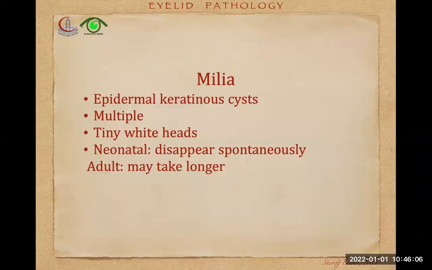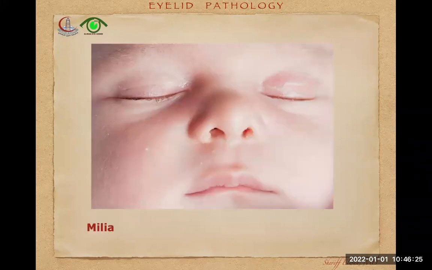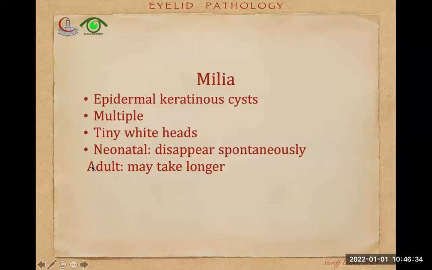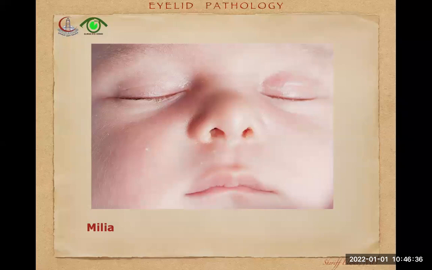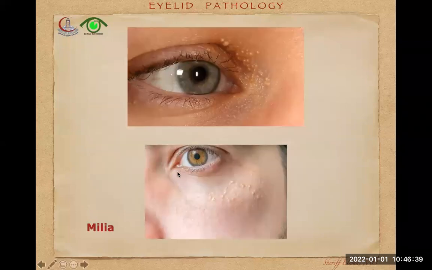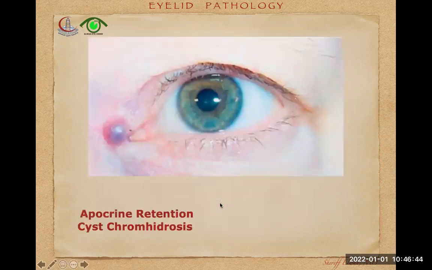Now we come to milia. What is milia? It's an epidermal keratinous cyst that occurs in multiplicity with tiny white heads, common in neonates, and disappears spontaneously. The adult variety may take longer. Here they are, multiple small white cysts, keratinous in nature, filled with keratin. Usually multiple, and in adults, they take longer to disappear.